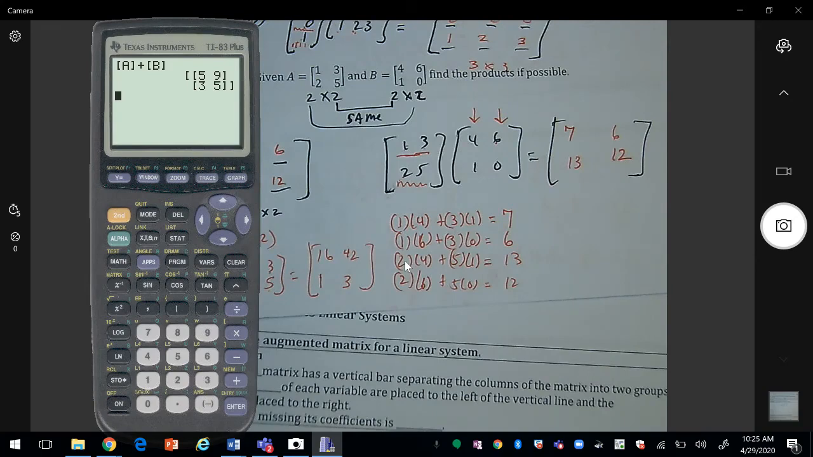If you want to multiply, then we would have second matrix A times second matrix B, and then you can see we get the same answer: 7, 6, 13, and 12. And that's how you would use your calculator if you have one.